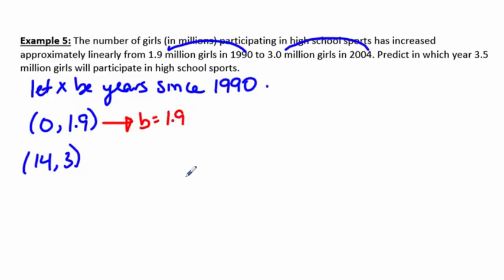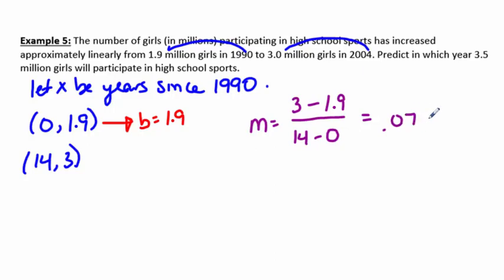We don't know the slope value, but since I have two ordered pairs, I can calculate the slope. So let's do that next. We calculate slope by y2 minus y1, so 3 minus 1.9, over x2 minus x1, so 14 minus 0. If you simplify this, you're going to get about 0.07, I'm going to keep 4 places here, so 0.0786. The equation of my line now is y equals 0.0786 times x plus 1.9.